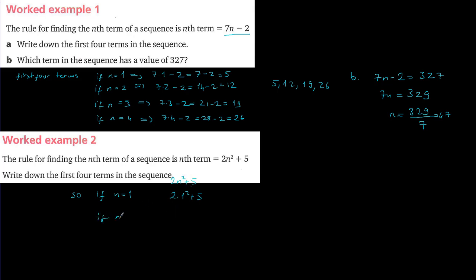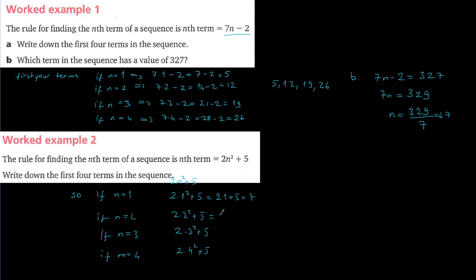If n is equal to 2, 2 times 2 squared plus 5. If n is equal to 3, 2 times 3 squared plus 5. And if n is equal to 4, it's going to be 2 times 4 squared plus 5. If I calculate one by one, 2 times 1 plus 5, which is equal to 2 plus 5, that's equal to 7.